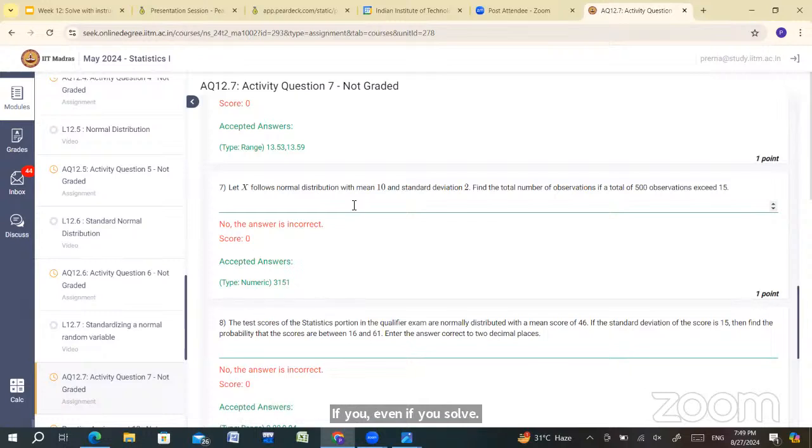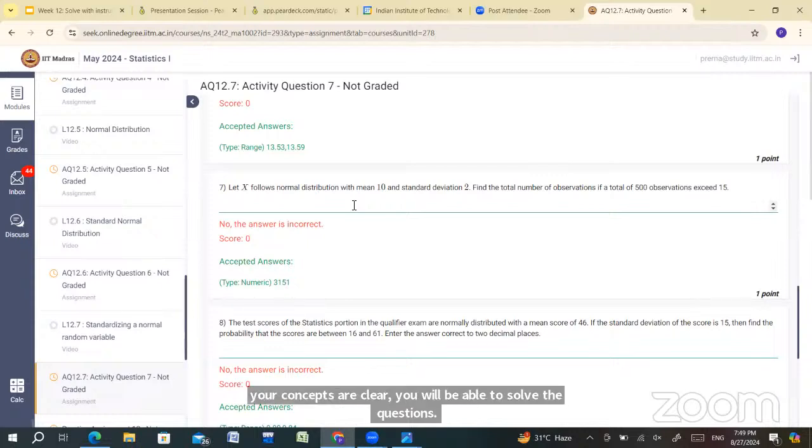Ma'am, is the peer deck over or are there more questions? No, only this one. Over. Yeah. The only thing is that you should be clear with your concepts. Right, ma'am. So even if you are solving a smaller number of questions and your concepts are clear, you will be able to solve the questions. Okay, ma'am.